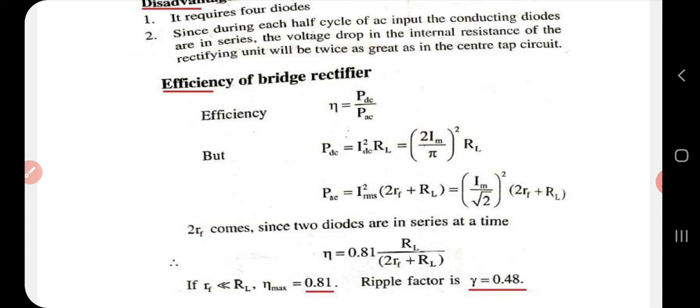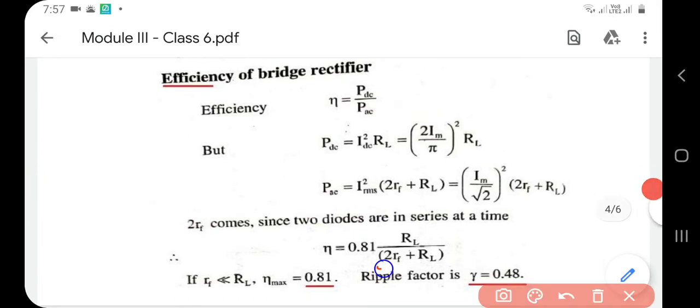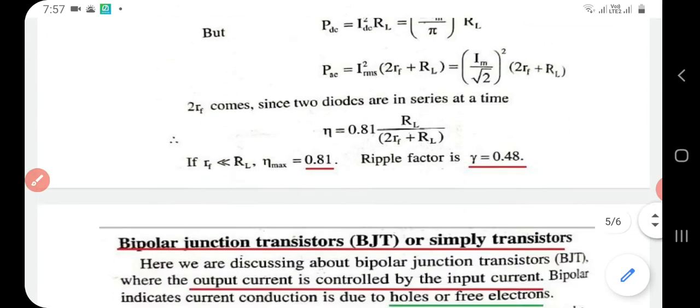Because two diodes are in series at a time here. Now the efficiency eta will be 0.81 into RL by twice RF plus RL. In the earlier case there was only RF, but here it is twice RF. The reason is that here we are using two diodes in series at a time. Now if RF is very small compared to RL, what will be the maximum efficiency? It will be 0.81 and the ripple factor gamma will be 0.48. For the revision of this part, you can go to the last class.